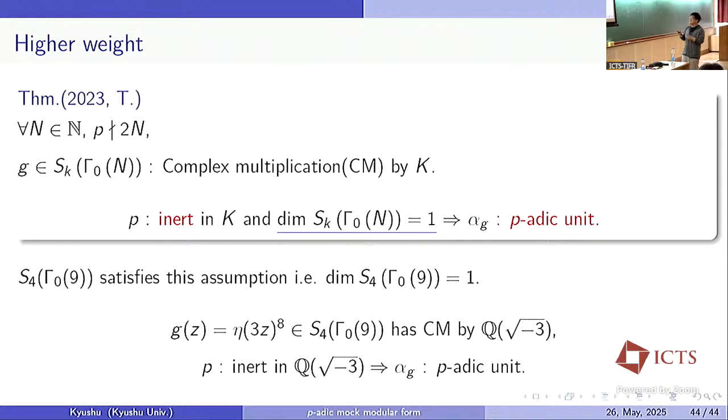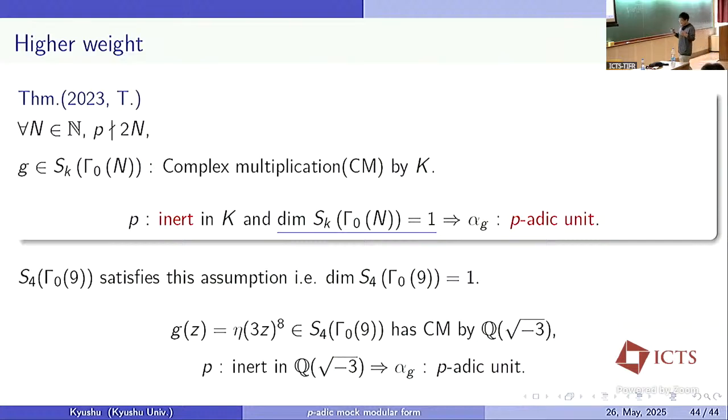Let G... and the speaker showed in 2013 that if G has complex multiplication by K, and if P is inert in K and the dimension of S_k gamma 0 n is equal to 1, then alpha Z is a p-adic unit. And S4 gamma 0 9 satisfies this assumption. In other words, the dimension of S4 gamma 0 9 is 1. And let Gz be eta 3z to the power 8. Then this is a unique normalized new form in S4 gamma 0 9 and has CM by Q root minus 3. Therefore, we can apply this theorem to this Gz, and we have that if P is inert in Q root minus 3, then alpha Z is a p-adic unit.